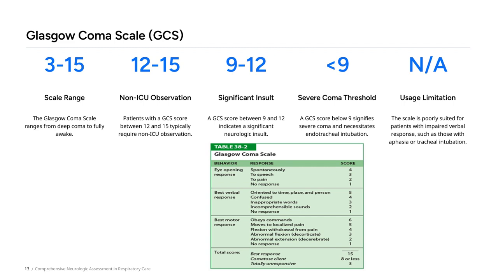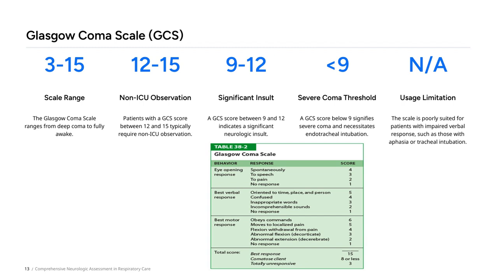A GCS score below 9 indicates a severe coma, which often requires airway management, such as endotracheal intubation, to secure the airway and assist with ventilation. This threshold helps us identify patients who need immediate and more aggressive intervention.